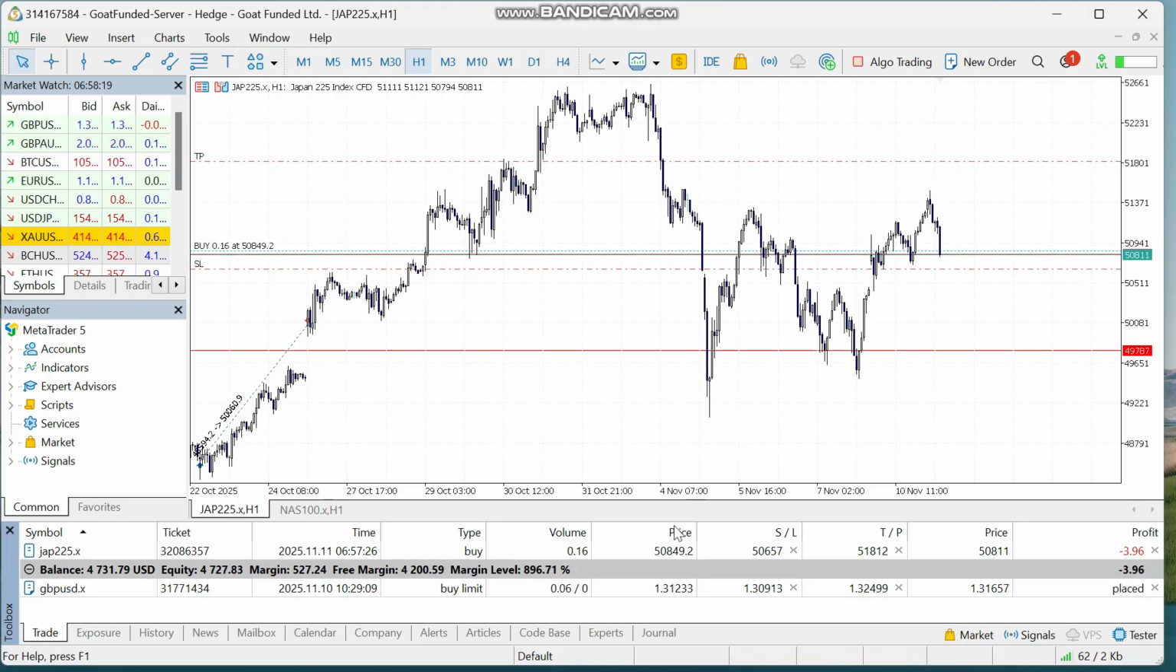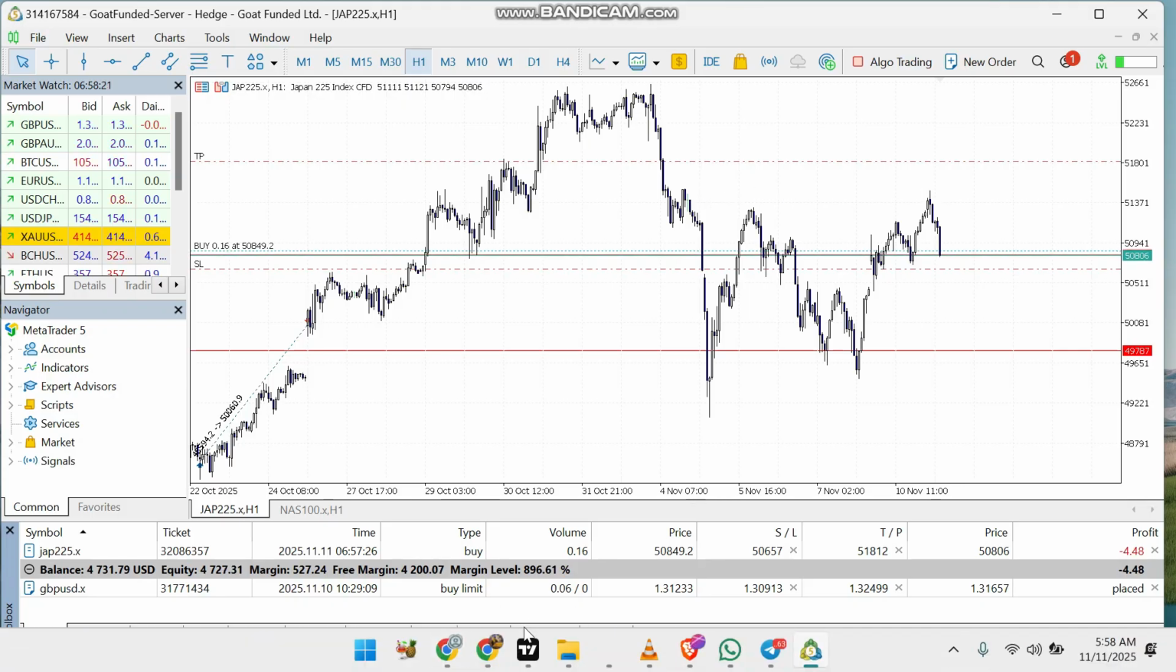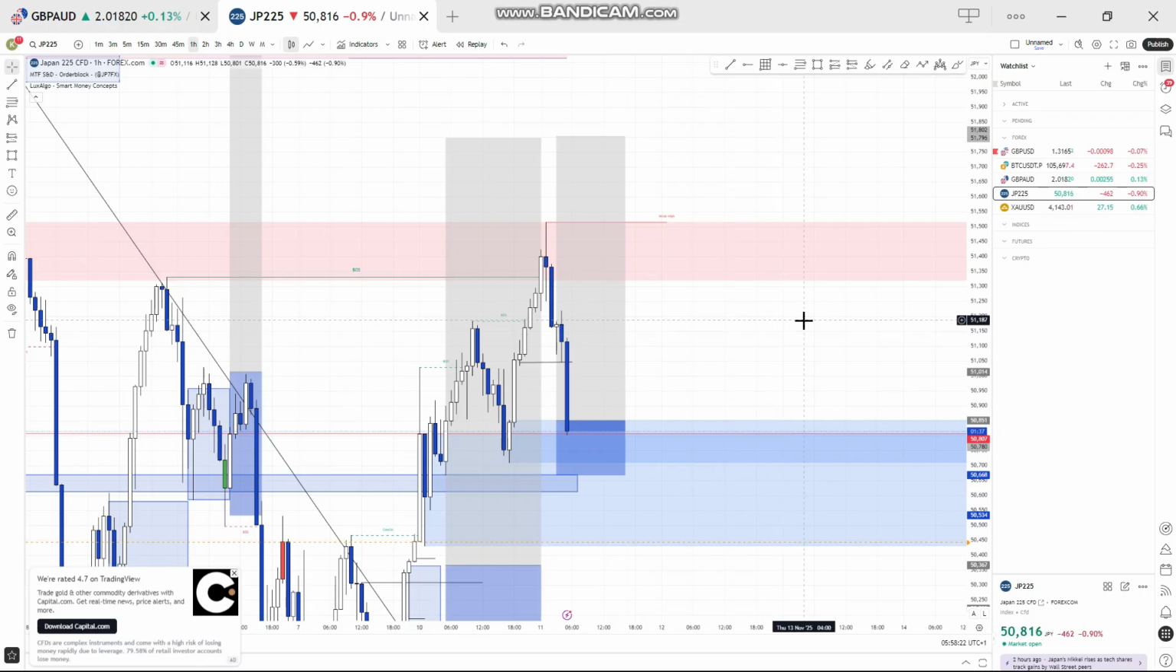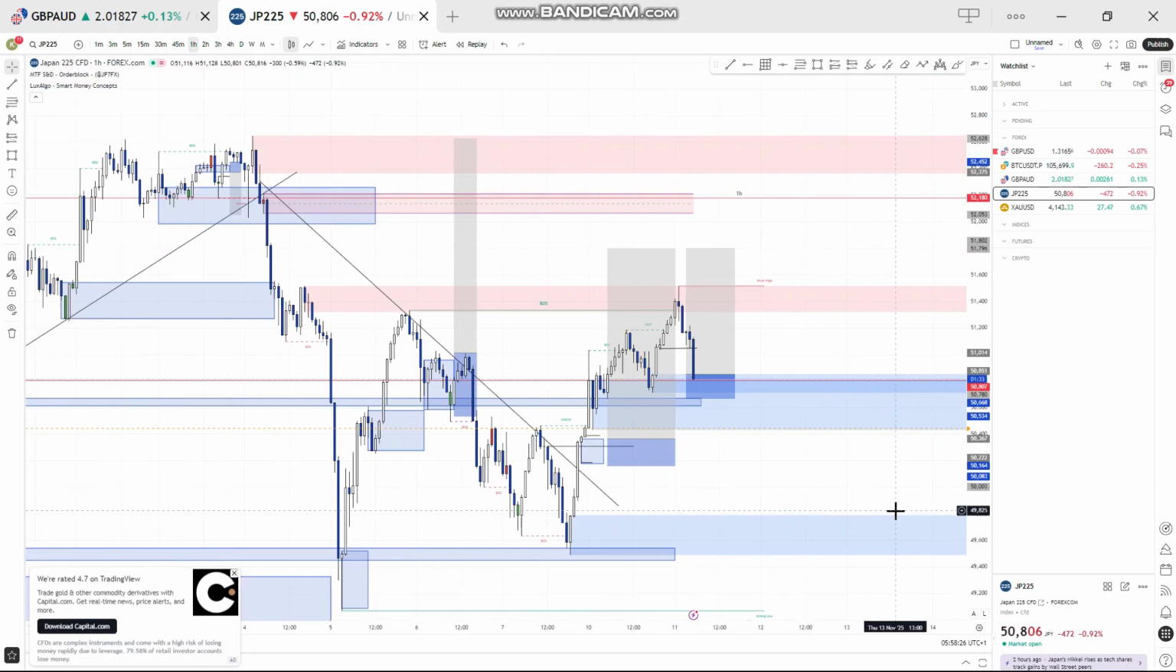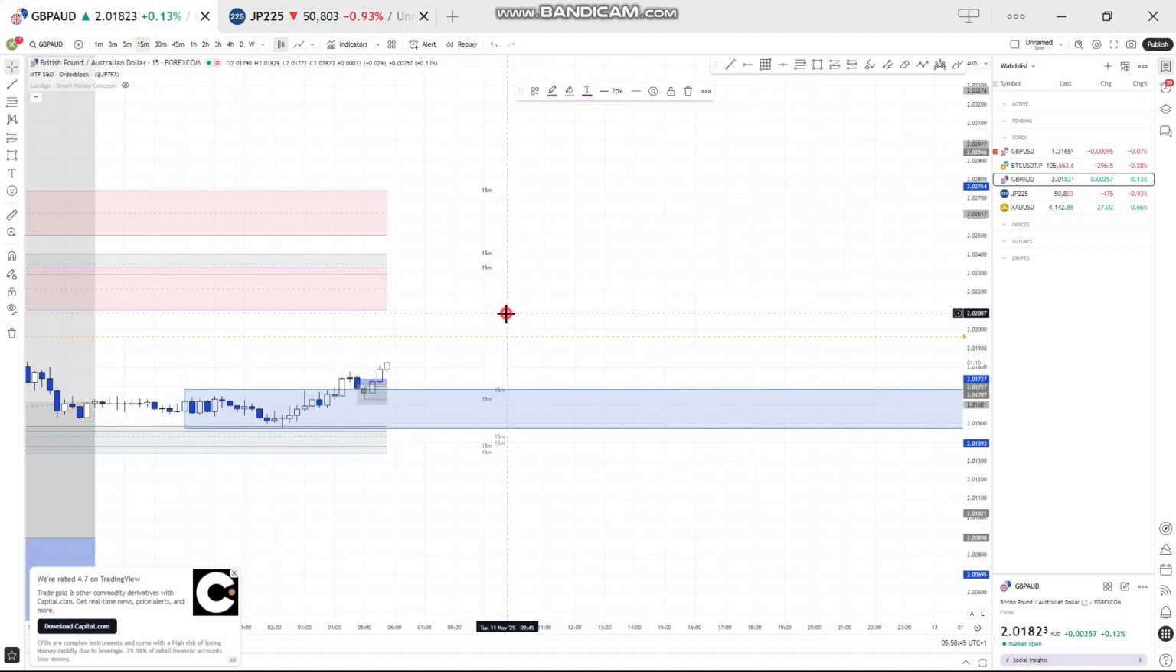Looking for a buy on Japanese index. Let's see how this goes. Overall, I'm using this trend line as my target. The rate at which this trade is moving, it almost feels like I'm doing live trading. Let's just watch it for about a minute. Okay, I'll come back to that.